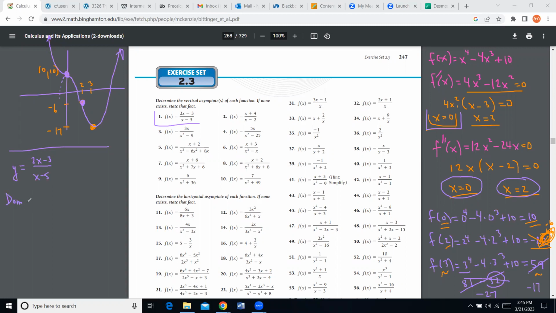So people say the domain of this function is x minus 5 is not equal to 0, or I can translate this right away into x is not equal to 5. And this turns out to be a function that has a so-called vertical asymptote with equation x is 5.